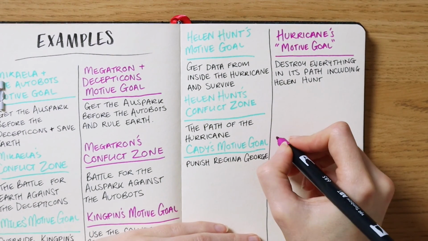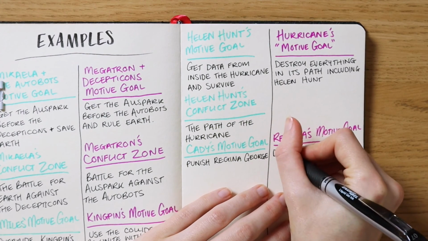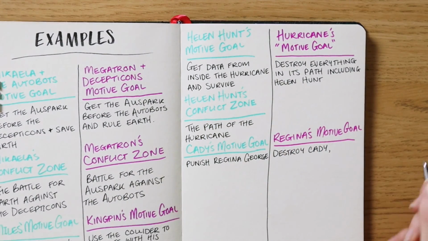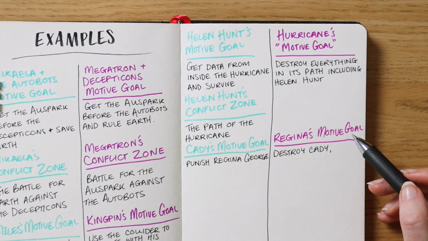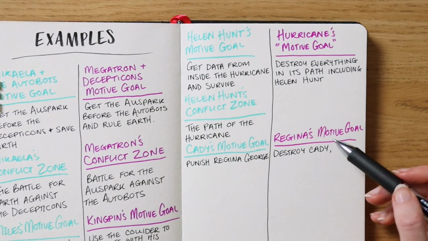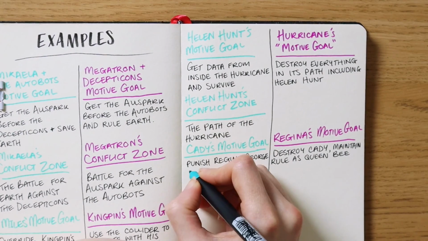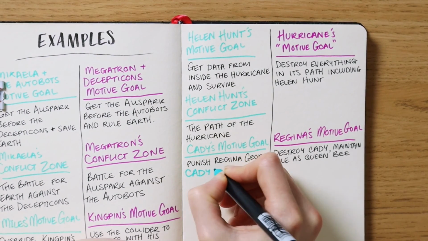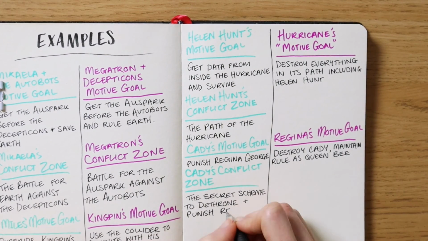And then Regina's motive goal, I guess, would be to destroy Cady, or you could say that it is to protect her life from being ruined, or to maintain her rule, I guess, as Queen Bee. And so Cady's conflict zone would be the secret scheme to dethrone and punish Regina.